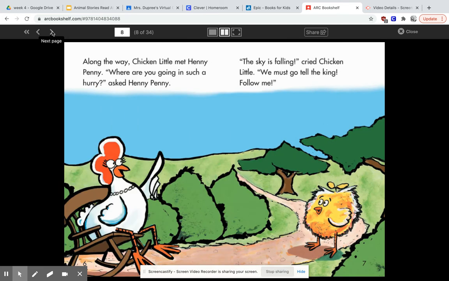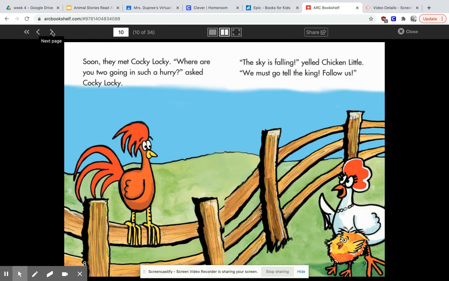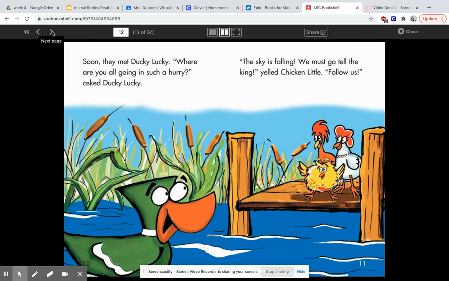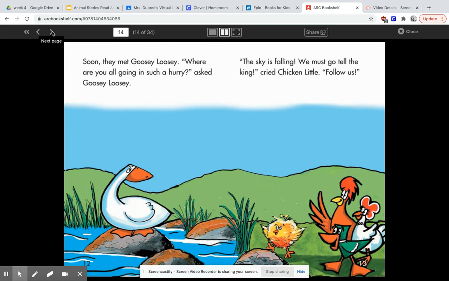We get a picture of all the different characters, kind of like the path of what she's doing and where they're going. In each one, we get to meet a new character, but we also see the other characters that we've already met.